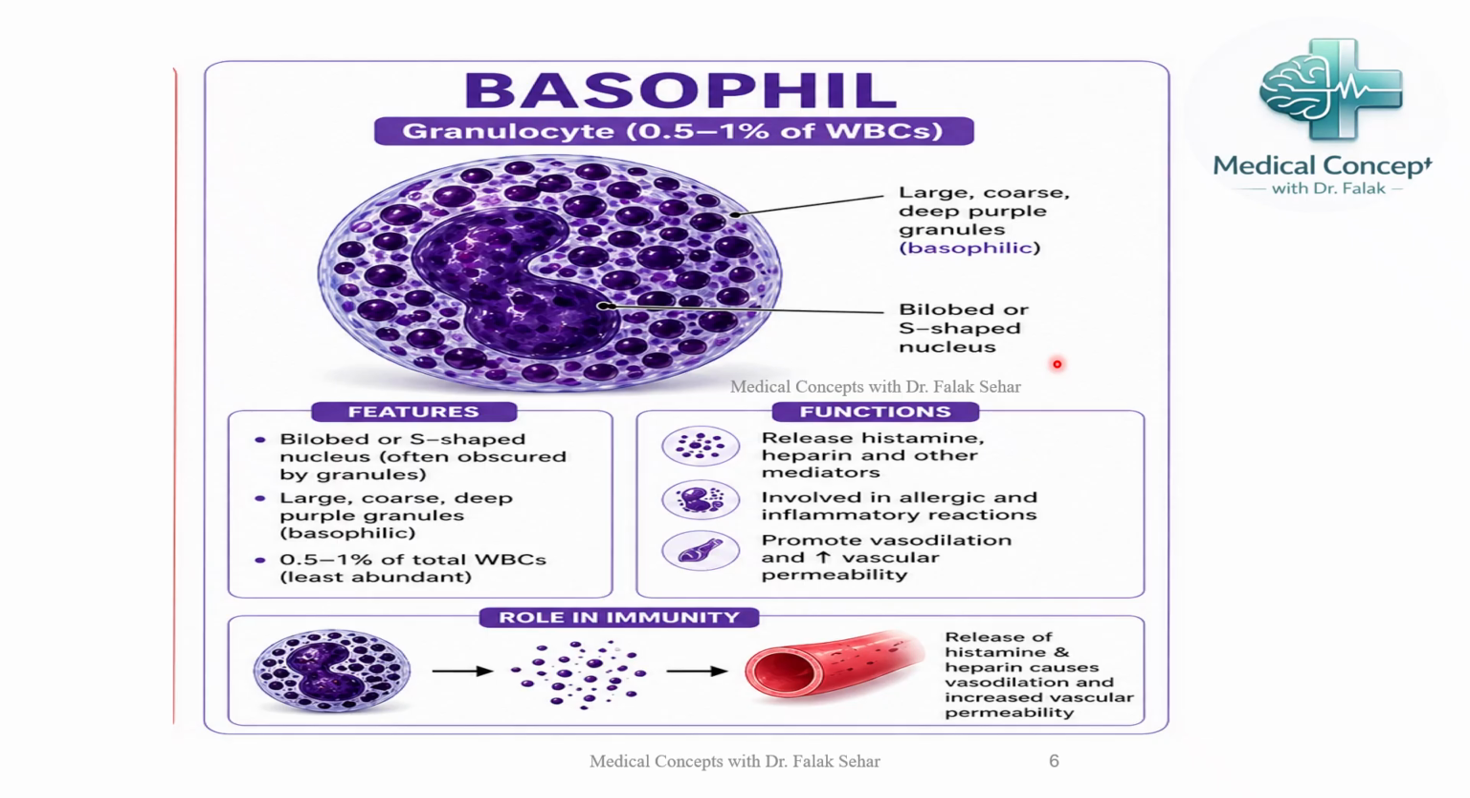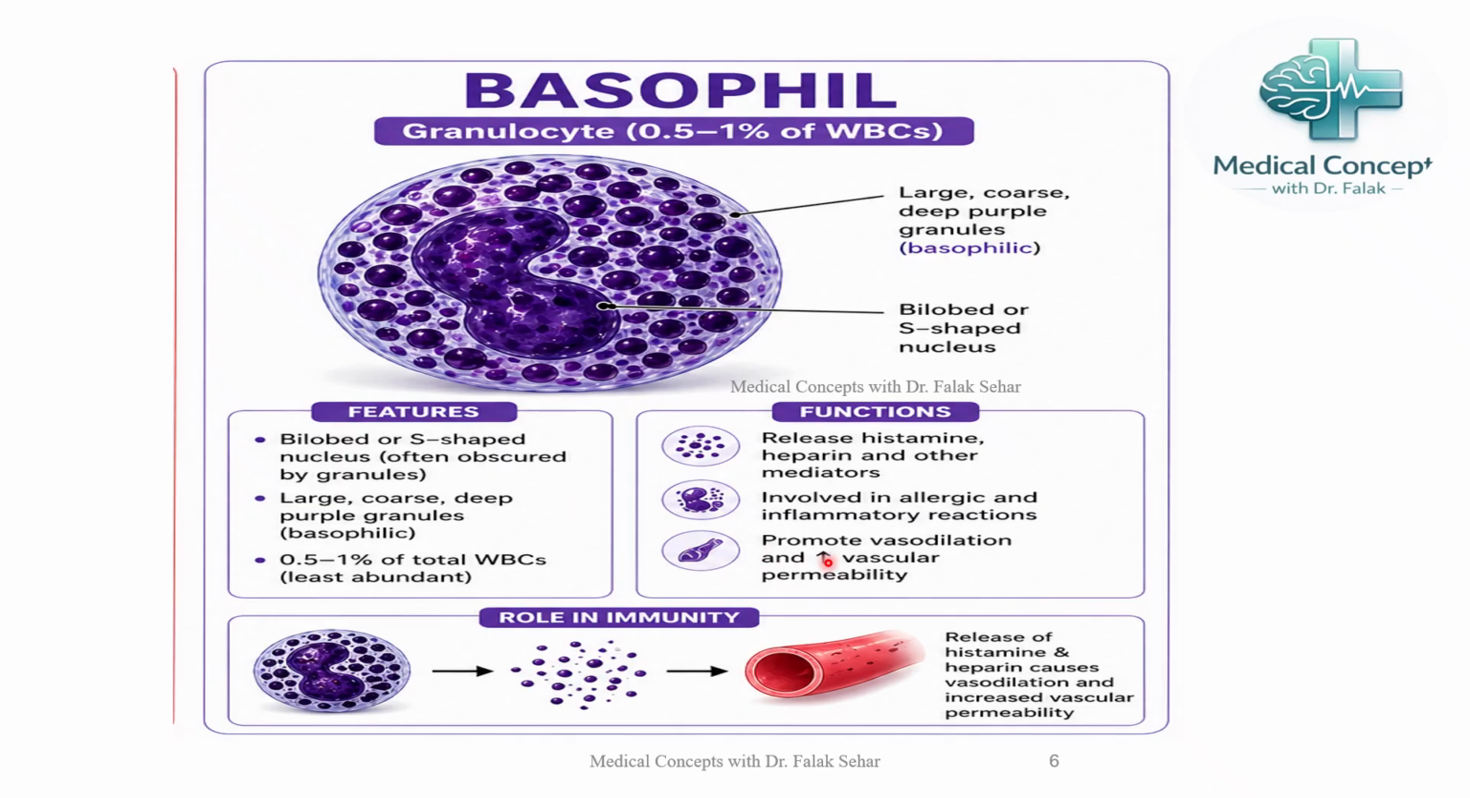Now this slide focuses on the basophils, the least abundant granulocytes, making up about 0.5 to 1% of the total white blood cells. Morphologically, basophils have bilobed nuclei, or simply we can say S-shaped nuclei, which are often obscured by the large and coarse granules. In terms of staining, basophils are basophilic, meaning their granules stain intensely with basic dyes, producing a deep blue or purple appearance.